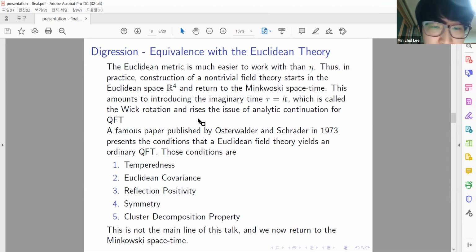A famous paper published by Osterwalder and Schrader in 1973 presents the conditions under which a Euclidean field theory yields an ordinary quantum field theory. Those conditions are temperedness, Euclidean covariance, reflection positivity, symmetry, and cluster decomposition property. These all have very detailed analysis, and there are many theorems that are related to these axioms. However, this is not the main line of this talk, so we will return to the Minkowski space-time.